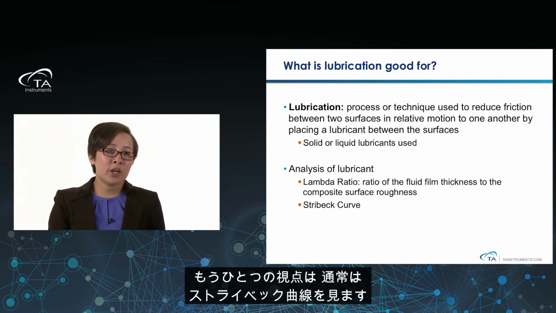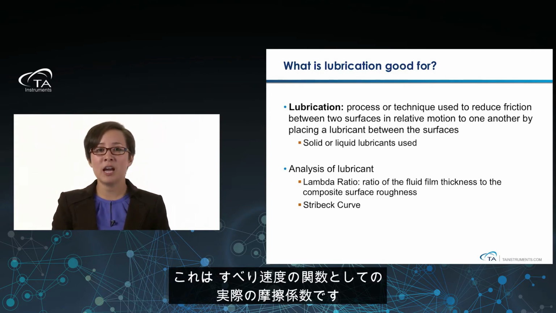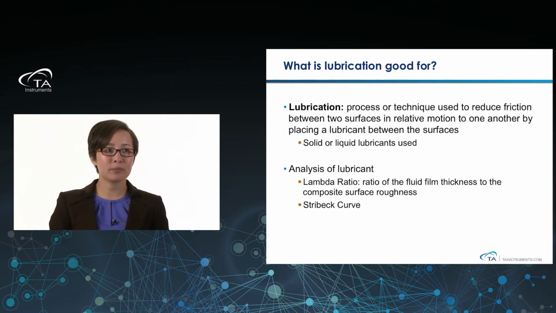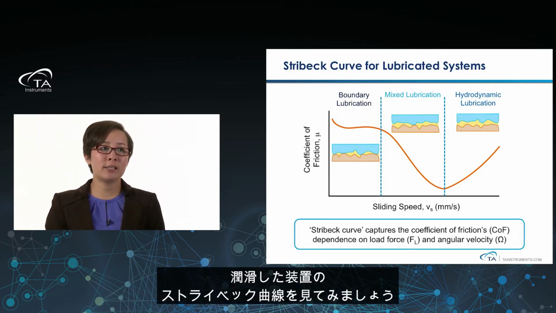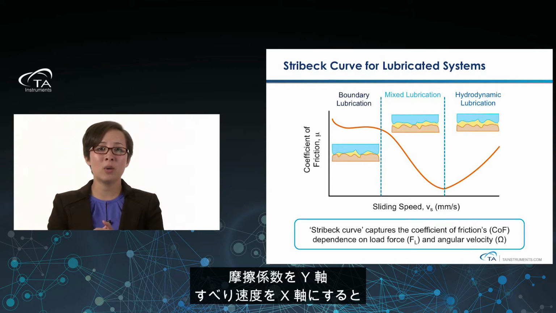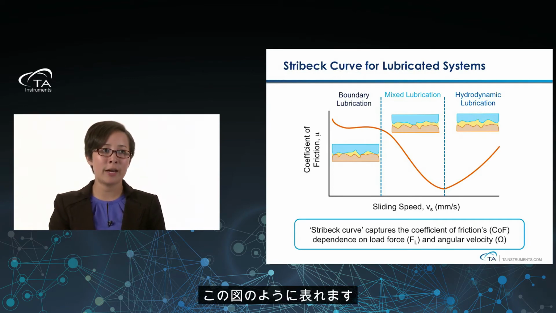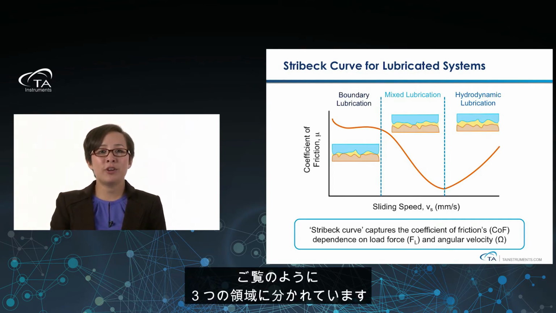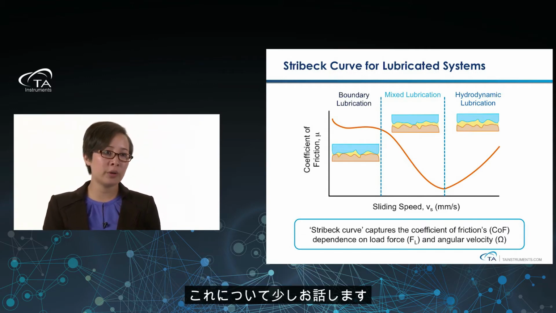The other thing that's very common is to look at the Stribeck curve, and that's really a coefficient of friction as a function of sliding speed. So when we look at a Stribeck curve for a lubricated system, again, coefficient of friction on the y-axis, sliding speed on the x-axis, you'll see here that some Stribeck curves tend to look a lot like this diagram here. And you can see there are three very distinct regimes: the boundary lubrication, the mixed lubrication, and then the hydrodynamic lubrication, which we'll go into in a little bit.